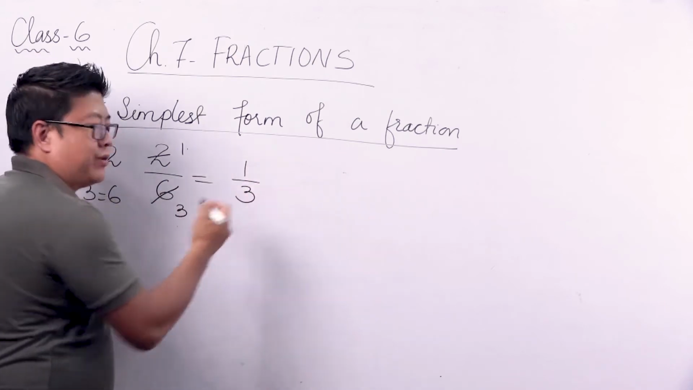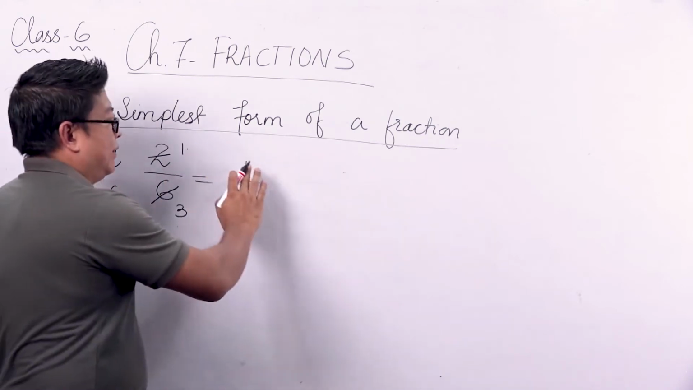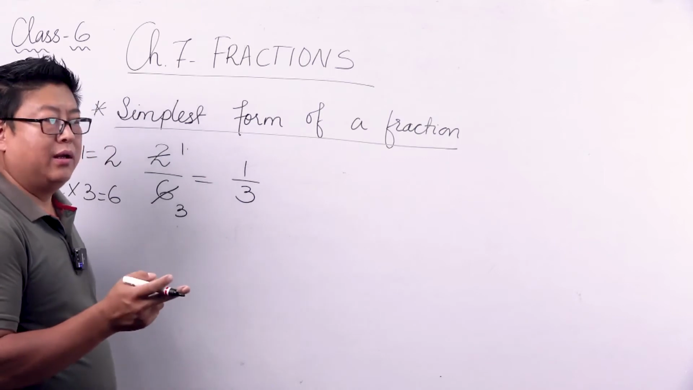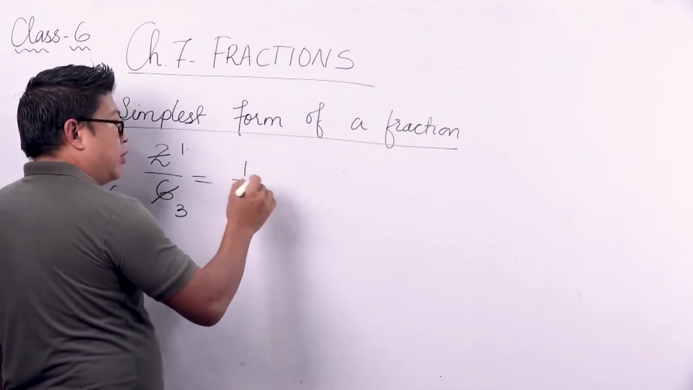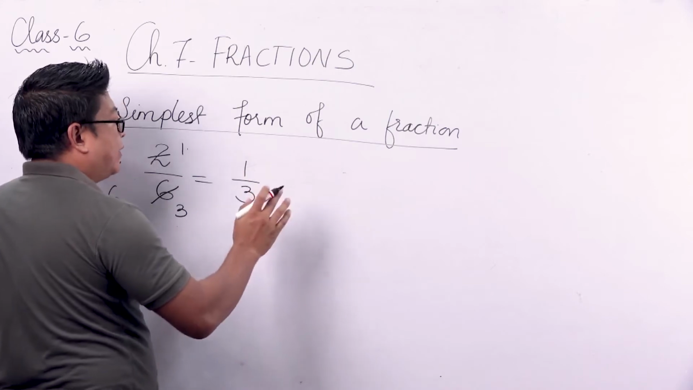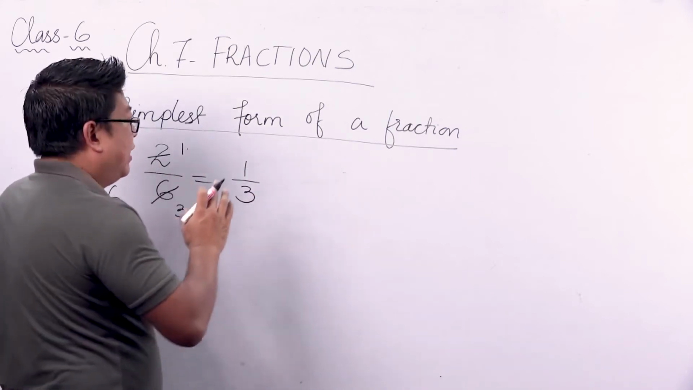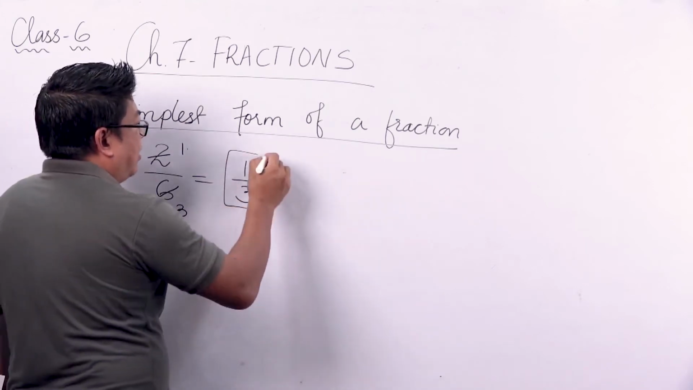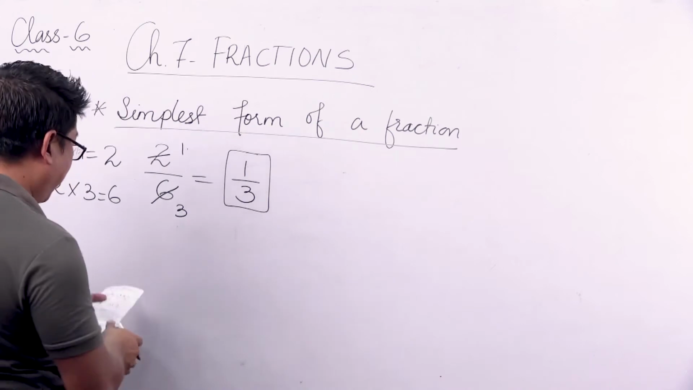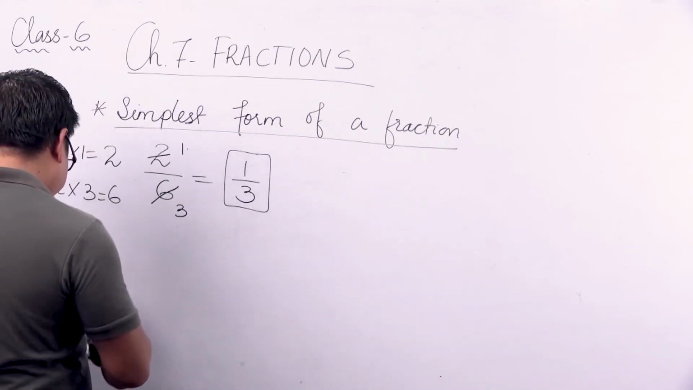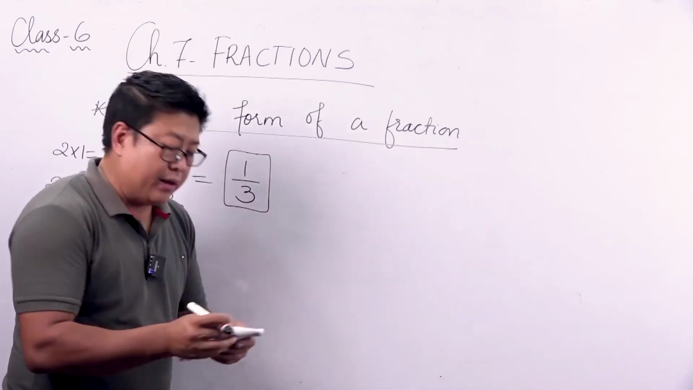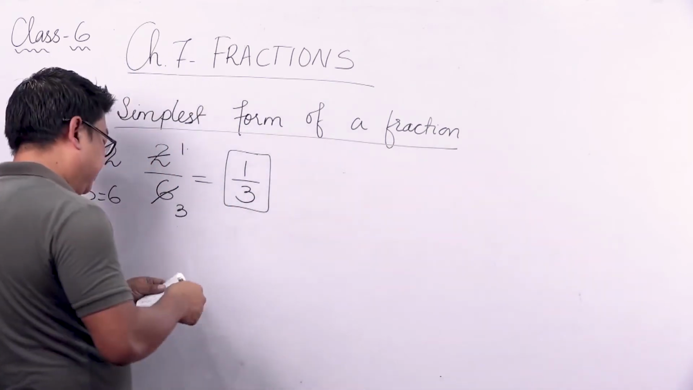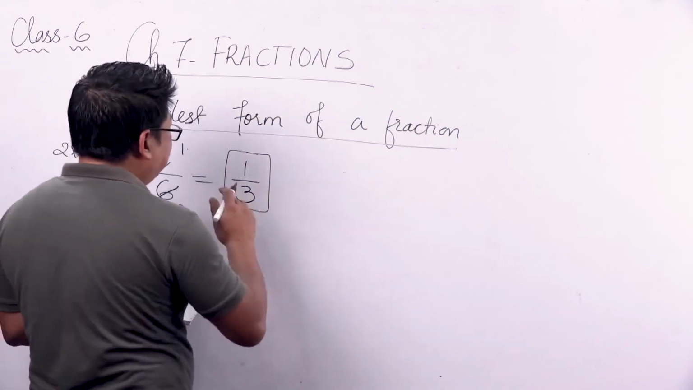If you look at 1 and 3, they cannot be divided anymore. They don't have any more common factors except 1. They cannot be divided nor be compared with the multiples. So this is your simplest form, 1 by 3. When in a fraction, the numerator and denominator do not have any more common factors, the simplest form is achieved.